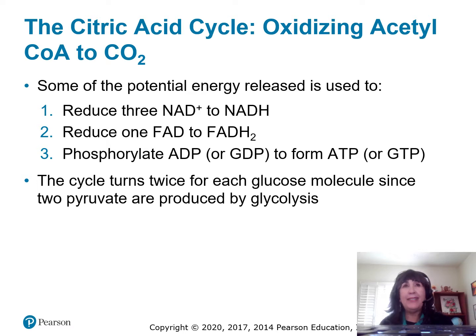Okay, so what happens in this cycle? It says here 3 NAD+ are reduced to NADH, 1 FAD is reduced to FADH2, and ADP or GDP is phosphorylated. Remember, phosphorylation is the movement of phosphate. So here is another example of substrate level phosphorylation, which occurs in step 1, which is glycolysis, and in step 3, the citric acid cycle.